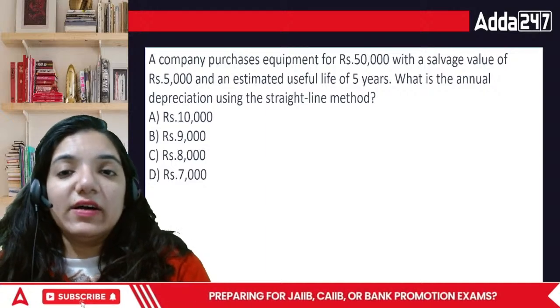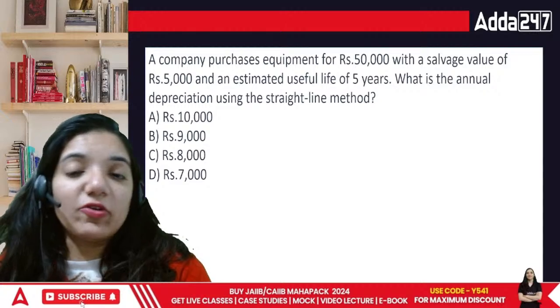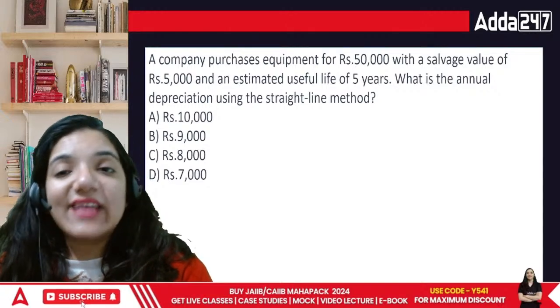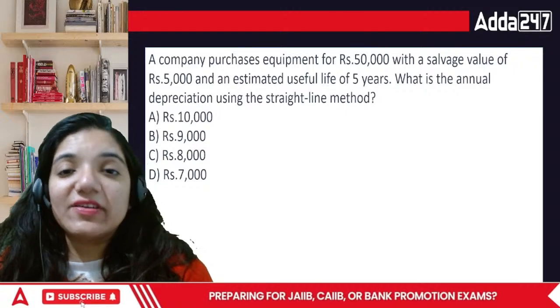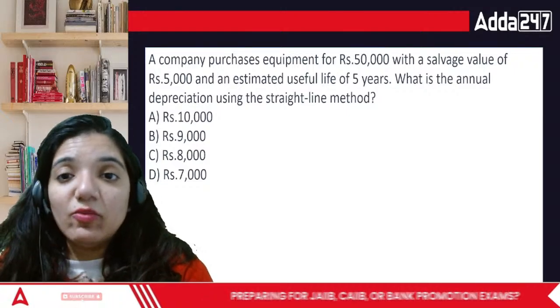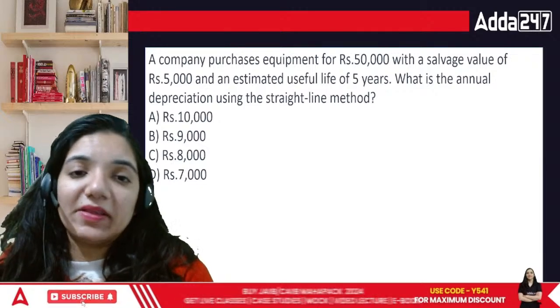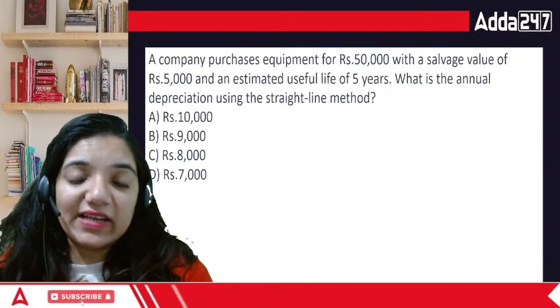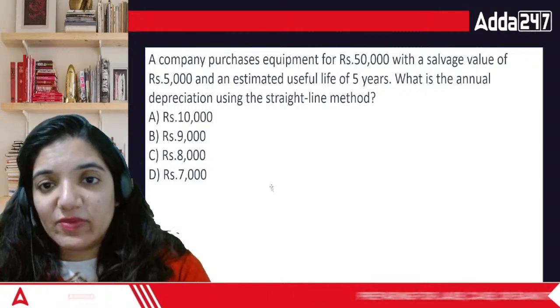Now here comes a question that everyone. A company purchases equipment for rupees 50,000 with a salvage value of rupees 5,000 and estimated useful life of 5 years. What is the annual depreciation using the straight line method? 10,000, 9,000, 8,000, 7,000. Okay, so let's calculate this question, everyone.